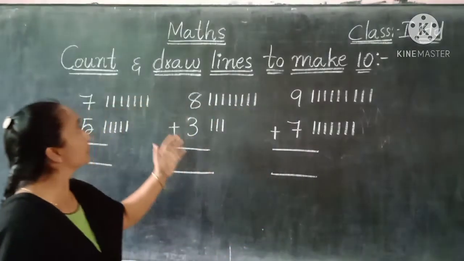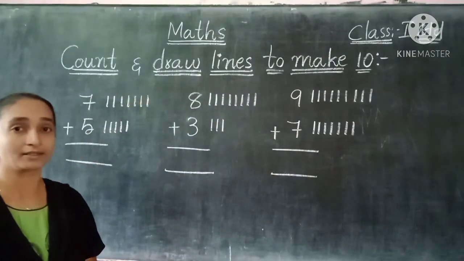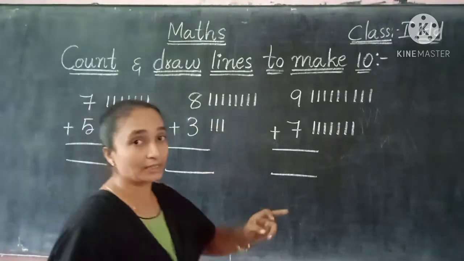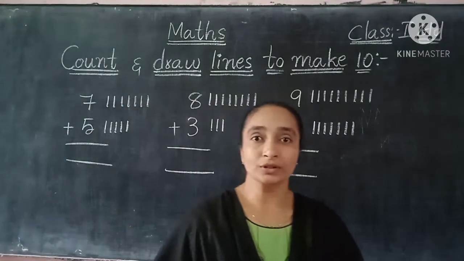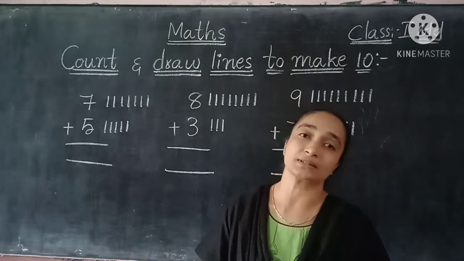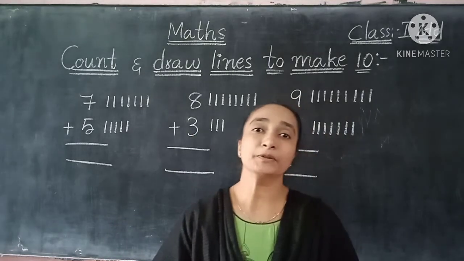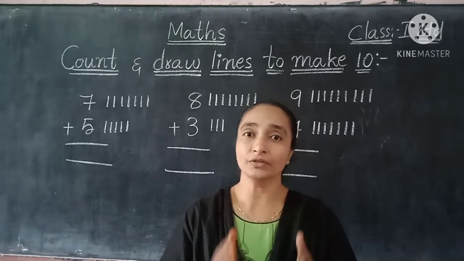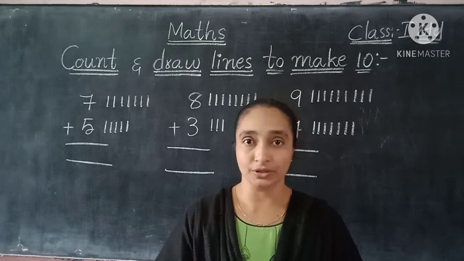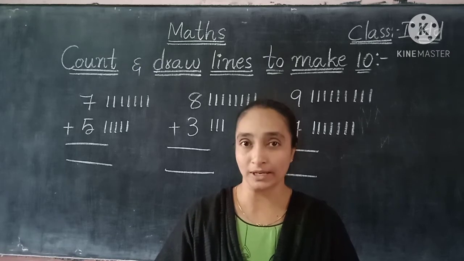So here we can see, children, count and draw the lines. We have to count and draw the lines to make 10. These are the vertical additions. Here we can see the vertical additions. With the help of making of 10, we have to draw the lines and make the addition. So let us see, children, some more examples.